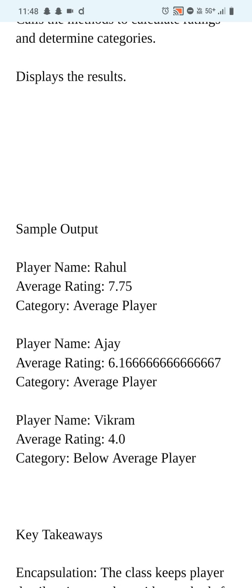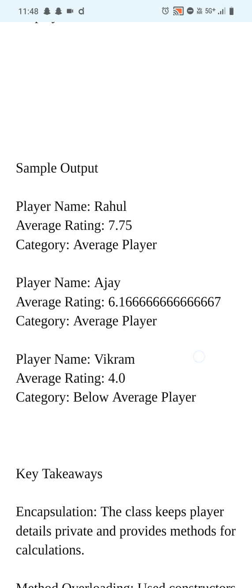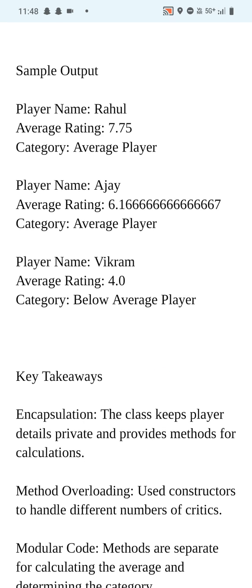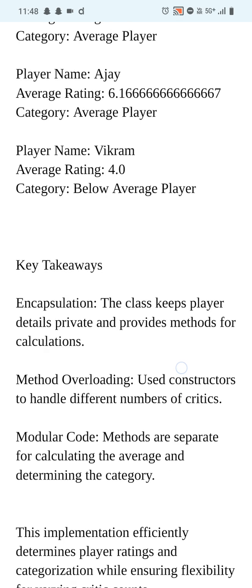Sample output: player name Rahul, average rating 7.75, category average player. The next player name is Ajay, average rating is 6.17, category average player. Vikram, player name is Vikram, average rating 4.0, category below average player.